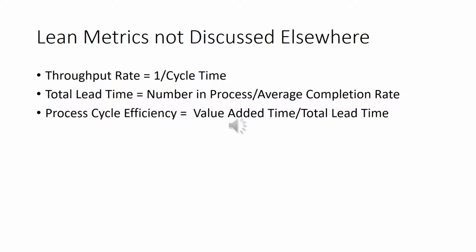Total lead time is the number in process, in other words say WIP here, divided by the average completion rate. That's how much your lead time is to your delivered to your customer. Process cycle efficiency is value added time, which you get off the value stream map, divided by the total lead time. And usually these are about 10-15%, very low usually for companies starting off.